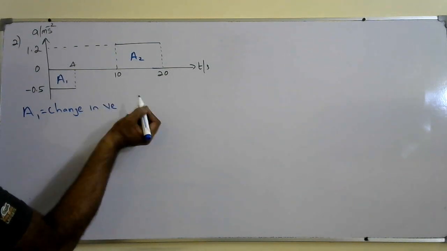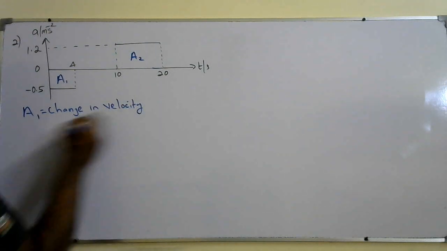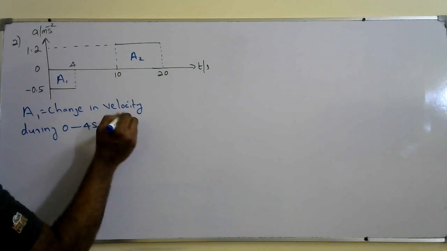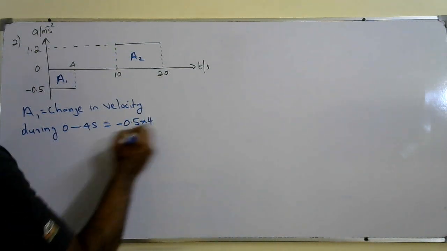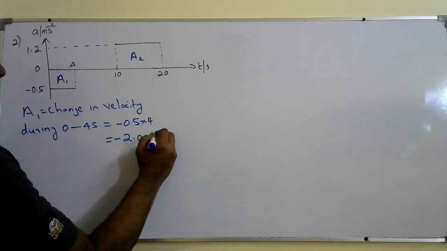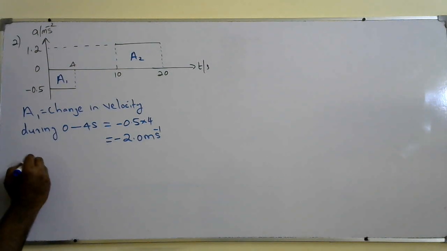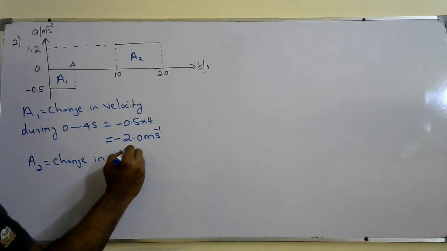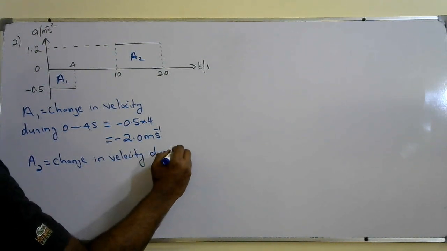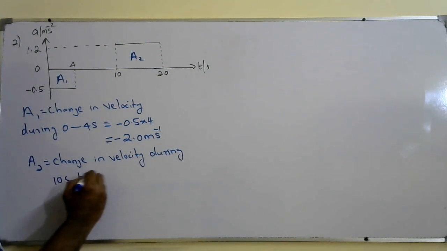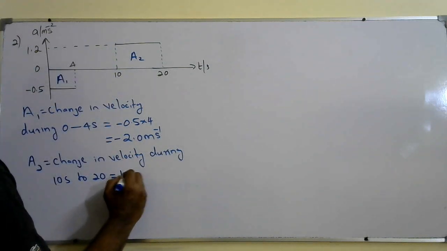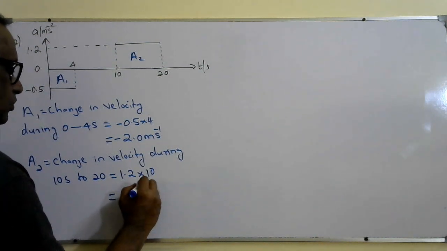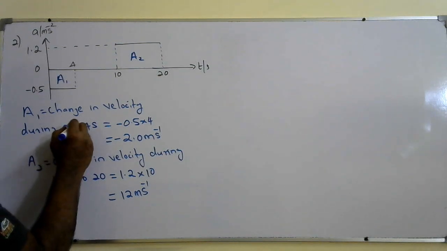Change in velocity or speed, either way I can say, during 0 to 4 seconds, that is going to be minus 0.5 into 4, that is minus 2.0 meter per second. Same way A2, change in velocity during 10 seconds to 20 seconds. So that's going to be 1.2 into 20 minus 10 is 10. So that's going to be 12 meter per second. We have to include the sign.